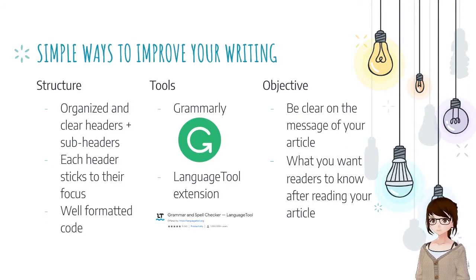Some simple ways that I believe can improve your writing is having a structure. This is part of the writing process of outlining, which is having organized and clear headers. Just that alone helps you organize the flow of your writing. It can instantly make someone's writing go from a disorganized flow to a better, clearer structure. So just structuring things definitely can improve your writing right away. And you can make sure each header sticks to its focus. Again, if your header is talking about setting up the client side, you do not write anything unrelated under that header.